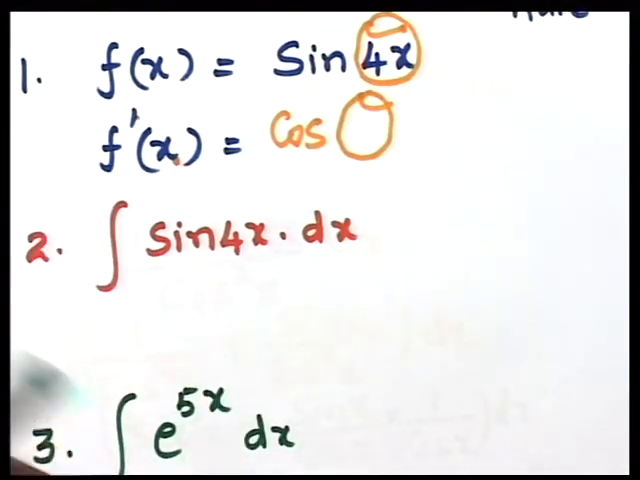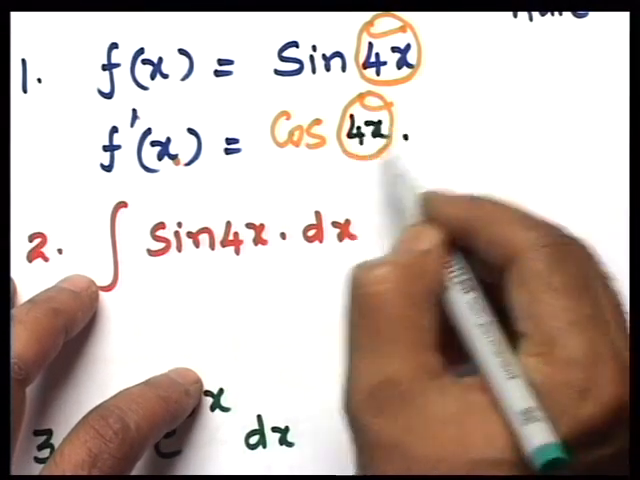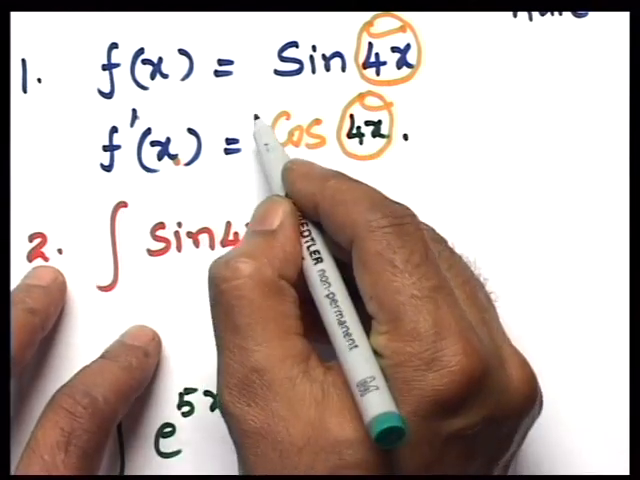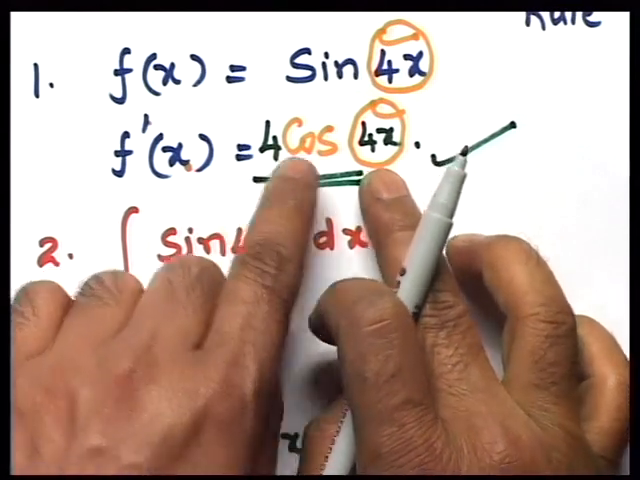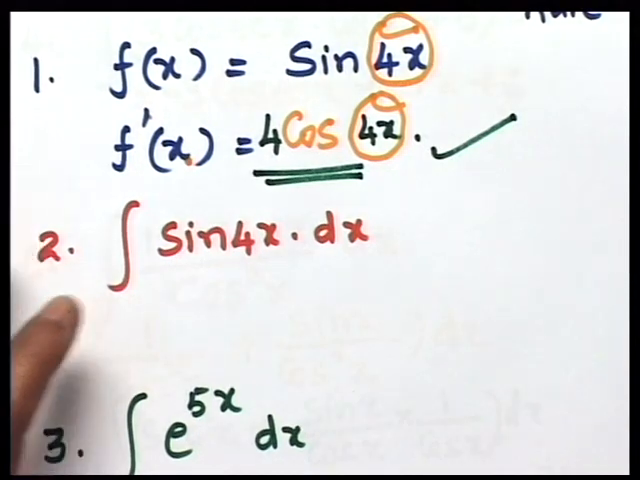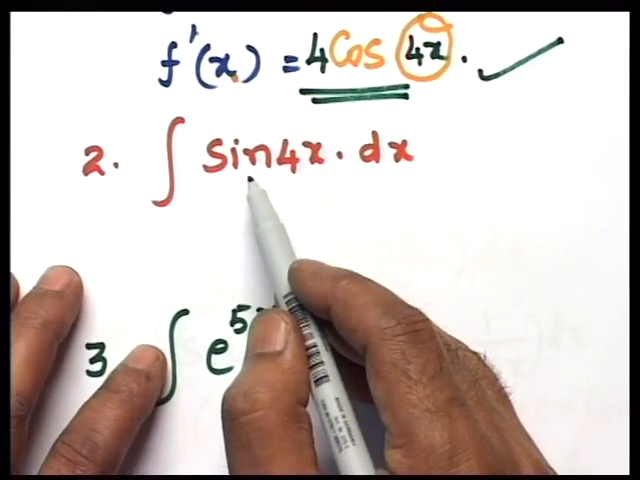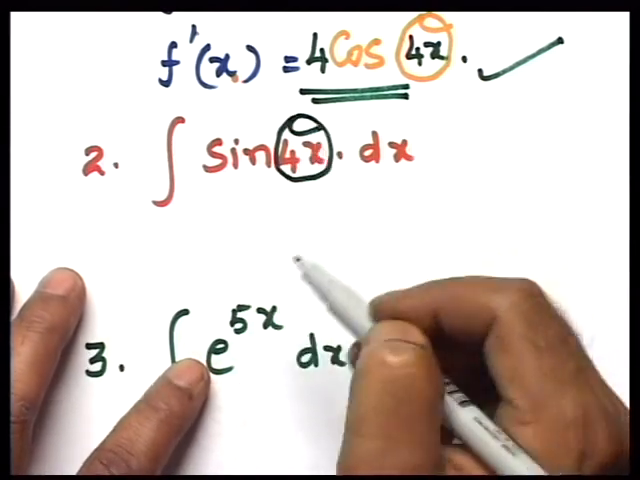The theta, please understand, is 4x, right? Because it's not theta, we differentiate this. We get a 4 and we multiply by 4 in differentiation, right? So that's the gradient function of that function x, f dash x. Now, I'll give you the same question, sine 4x, and let's see how to integrate this. That's theta. Consider that to be theta.